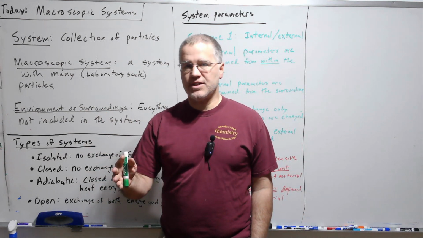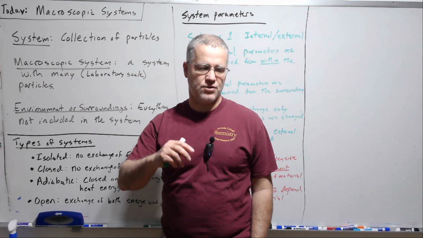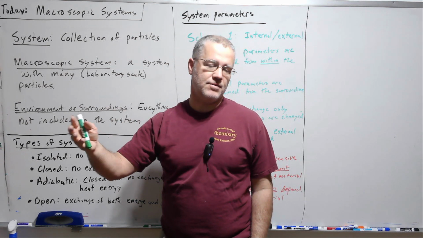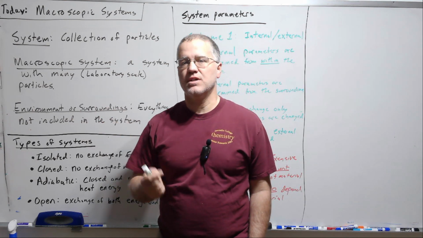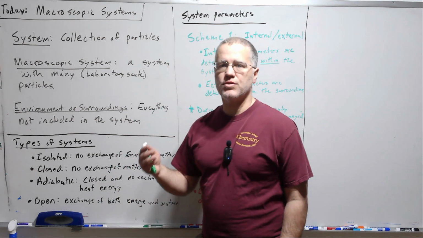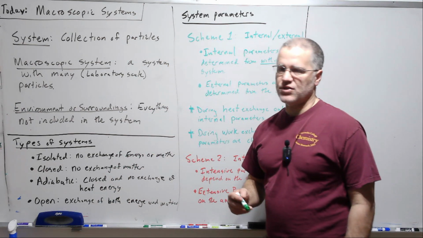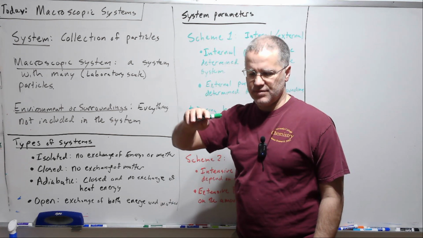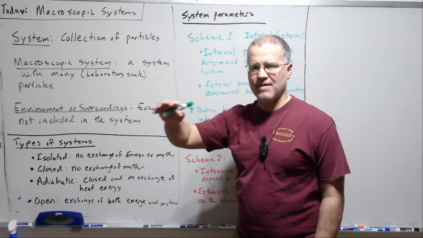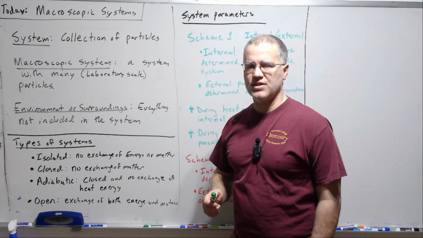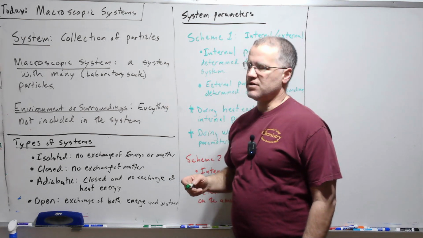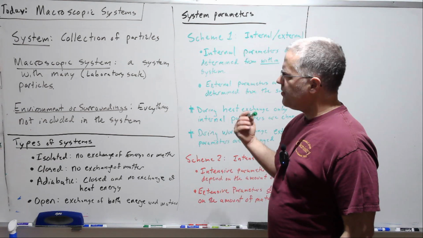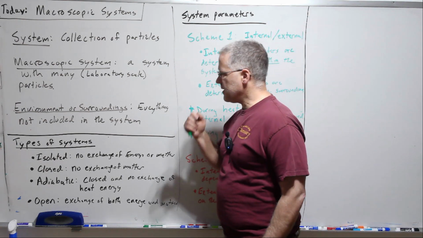When we're on the atomic or molecular scale, so one or two or maybe even 100 or 1,000 molecules, we would consider that a microscopic system. Somewhere in between, so still a lot of molecules, but a lot less than Avogadro's number, that would be referred to as a mesoscopic system. So we'll be focused primarily on macroscopic systems here.